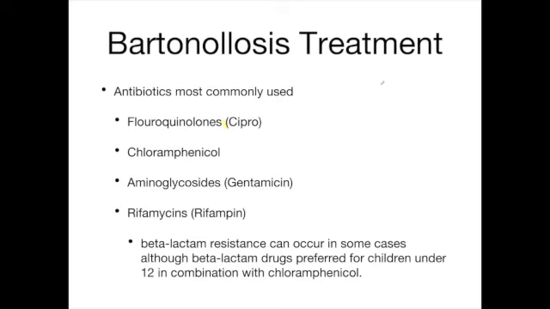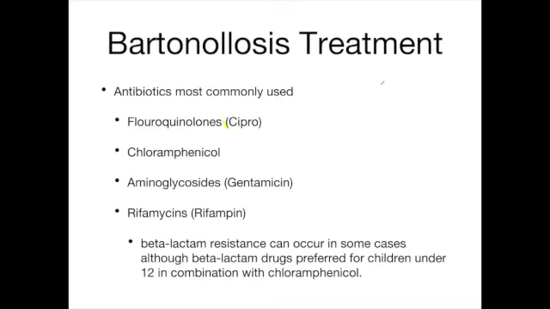Bartonellosis is treated with antibiotics. Cipro is the most common and preferred method of treatment, but other classes of antibiotics that work are the rifamycins, chloramphenicols, and aminoglycosides. Some of the common names are chloramphenicol, which most people have heard of. Rifampin is a commercial name, not as common. Gentamicin is a pretty common one.